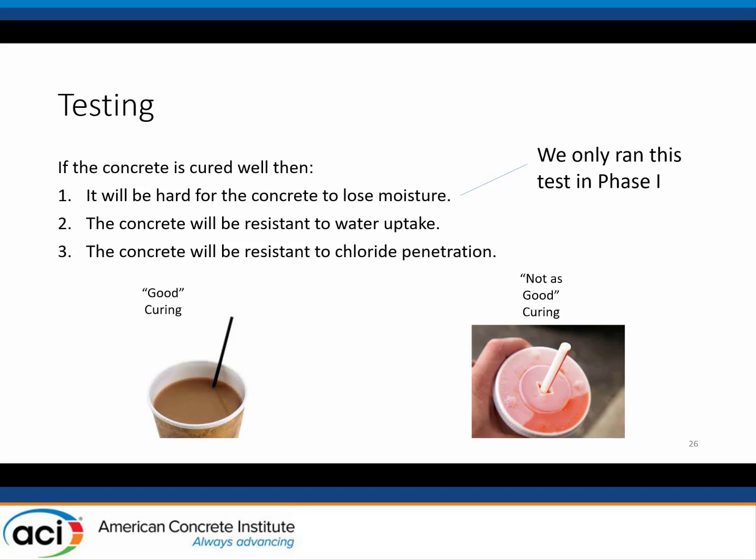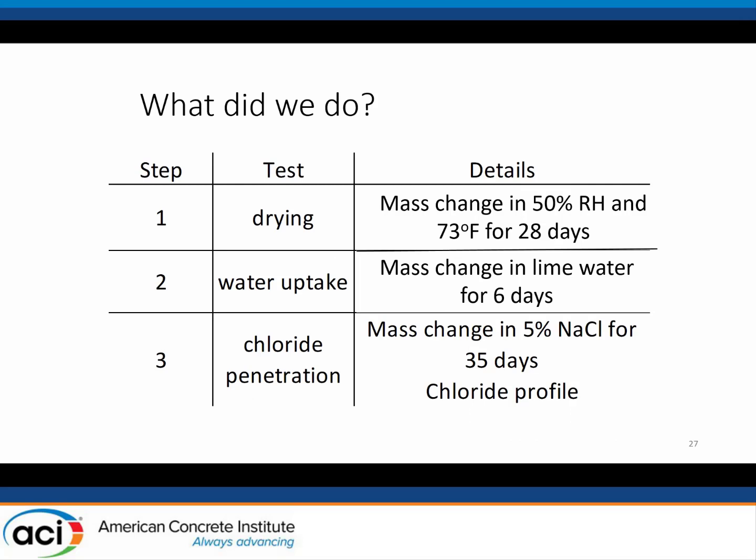And we're going to just use step one here for phase one. That's where we compare the different forms. So what am I talking about here? Well, in stage one, we're going to look at drying. After we've made our samples, as soon as we pull the mold off, we're going to put it into a drying environment, 50% relative humidity, 73 degrees Fahrenheit for 28 days. Then we're going to drop it into water. We're going to take this dry concrete, drop it into water. What's going to happen?